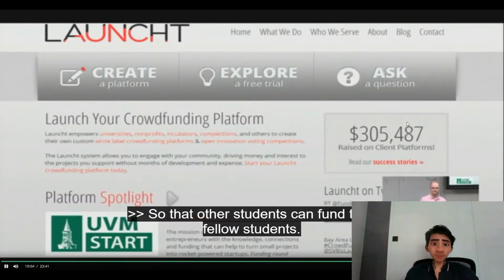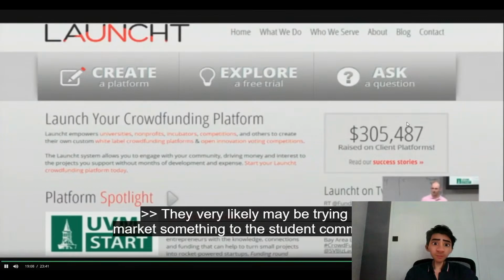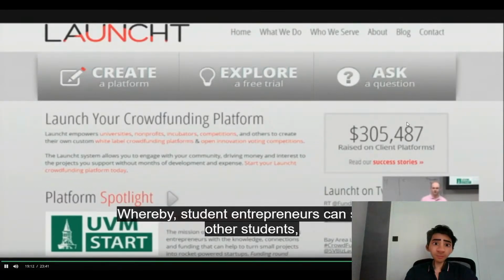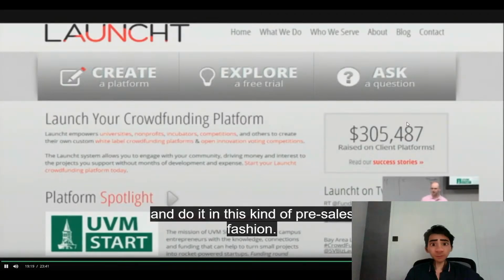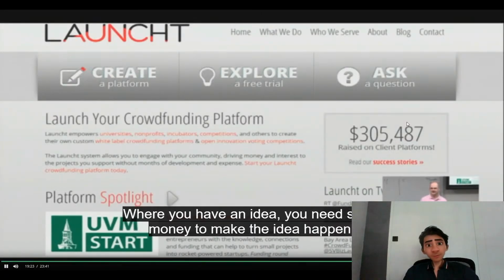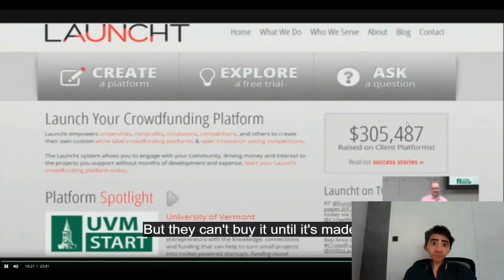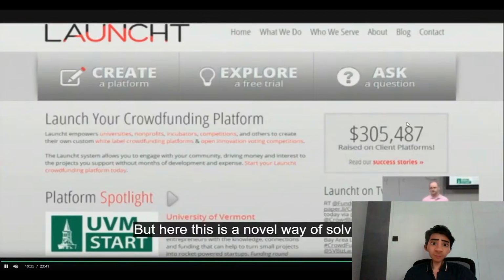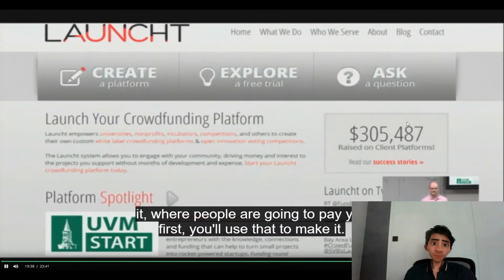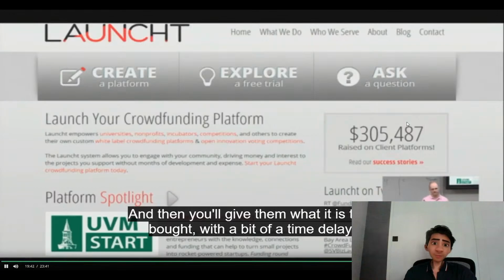So that other students can fund their fellow students? They very likely may be trying to market something to the student community, whereby student entrepreneurs can sell to other students in this kind of pre-sales fashion, where you have an idea, you need some money to make the idea happen. People want the product, but they can't buy it until it's made, which you can't do until you have the money. So it's historically a chicken and egg problem, but here this is a novel way of solving it, where people pay you first, you use that to make it, and then you give them what they bought with a bit of a time delay.